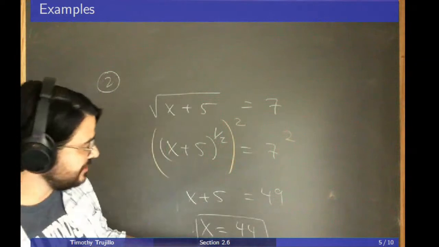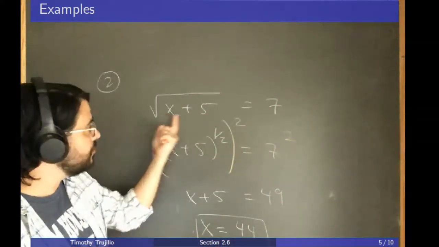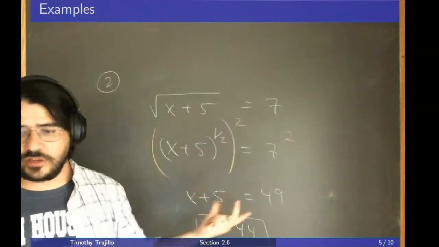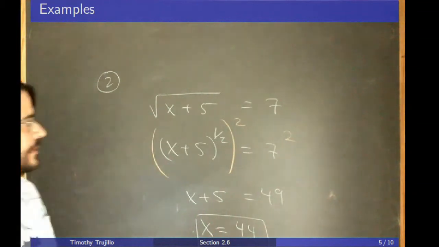And again, we should check, right? You might have been able to just look at this and see, well, of course, 44 plus 5 is 49, and the square root of 49 is 7. You might have been able to just guess your answer. But what we're seeing here are the systematic steps to get down to an answer, because it's not always going to be as simple as this.